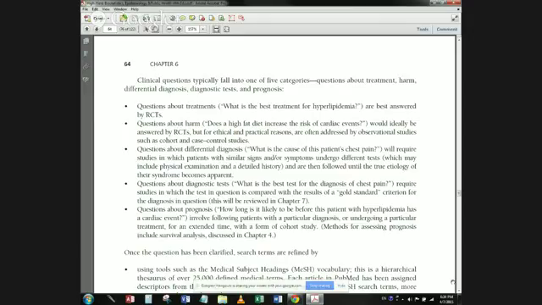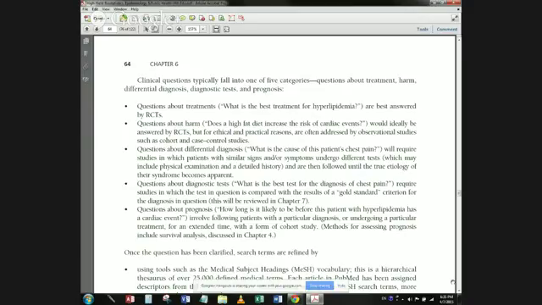Questions about differential diagnoses, such as what is the cause of this patient's chest pain, will require studies in which patients with similar signs and/or symptoms undergo different tests, which may include physical examination and a detailed history, and are then followed until the true etiology of their syndrome becomes apparent. Questions about diagnostic tests. What is the best test for the diagnosis of chest pain? Require studies in which the test in question is compared with the results of a gold standard criterion for the diagnosis in question. This will be reviewed in Chapter 7.